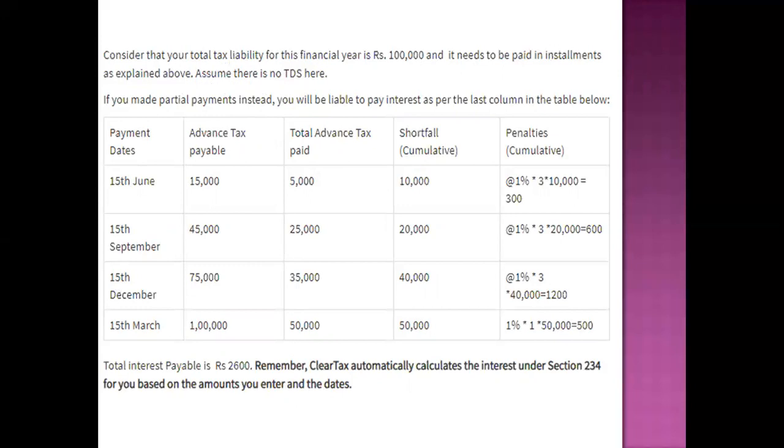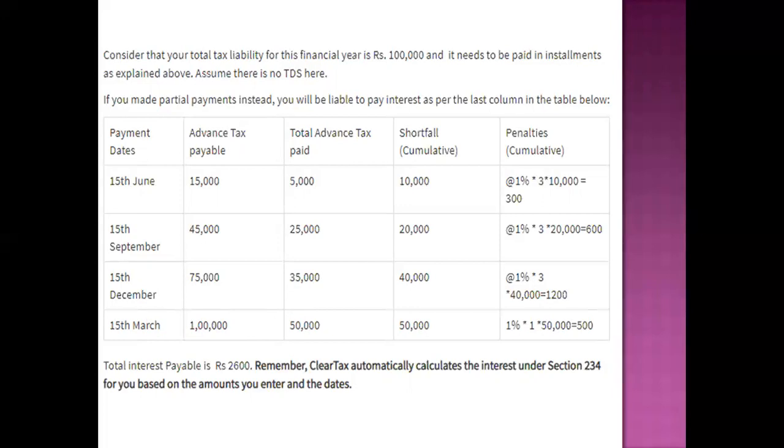If he is a non-corporate assessee, meaning an individual, the dates are 15th June, September, December, and March. The percentages are 15, 30, 30, then 25. So 15% means 15,000. Then 30% means 30,000 plus 15,000 means 45,000. Then once again 30% means 30,000 plus 45,000 means 75,000. And at last 25% of 1 lakh is 25,000. So by 15th March, he is liable to pay rupees 1 lakh advance tax to the government.